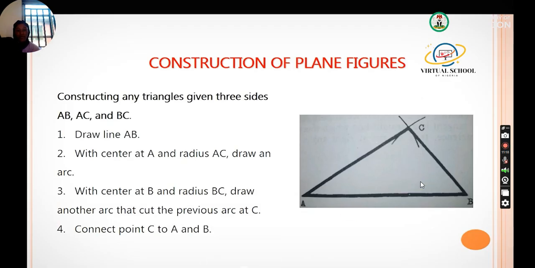Now, with center B and radius BC, depending on the radius being given to you, but here, the radius given to us is radius BC.